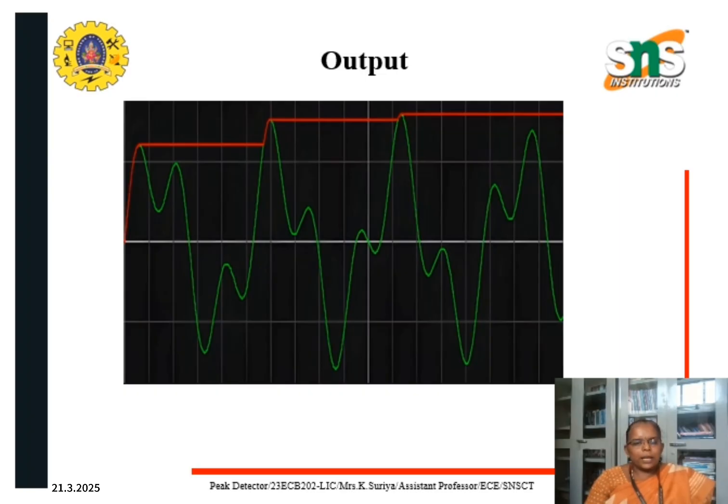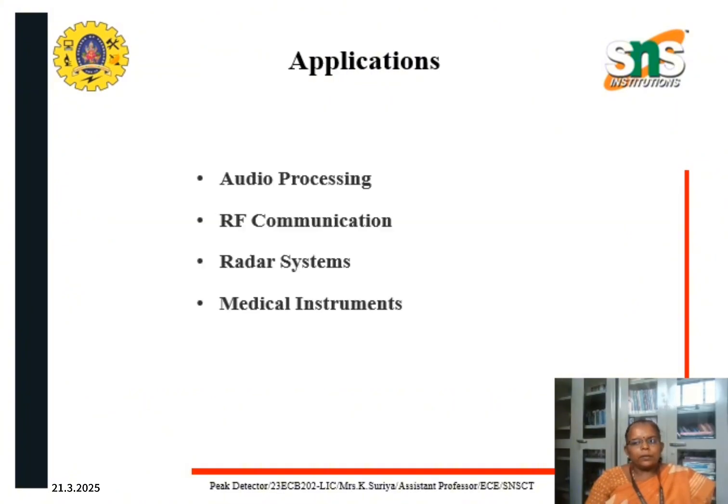An operational amplifier can be incorporated into a peak detector circuit to enhance its performance. The op-amp based peak detector offers high precision and faster response times. It acts as a buffer and improves the stability of the circuit. Some of the applications are audio processing, RF communication, radar systems, and medical instruments.